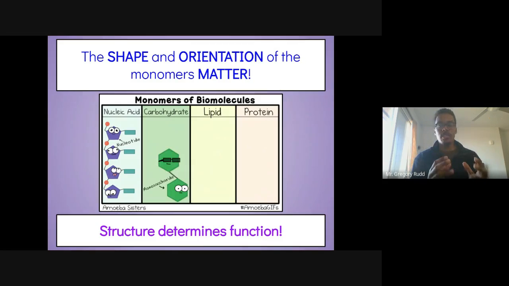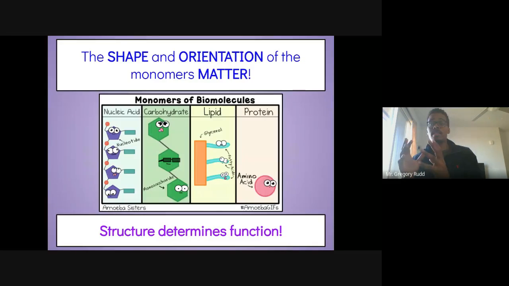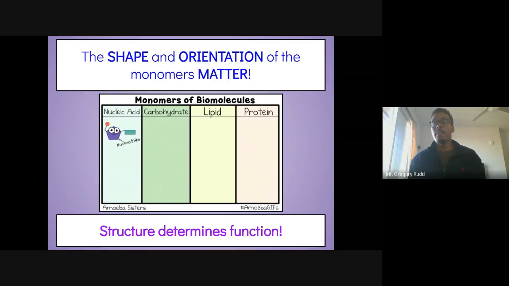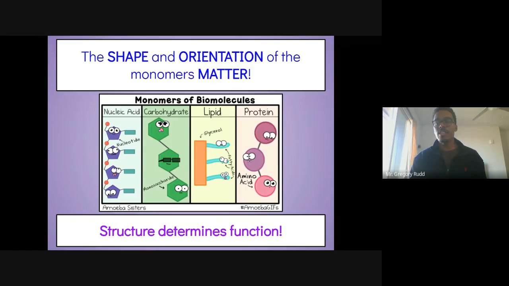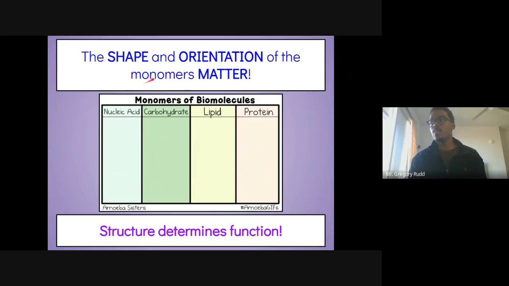The structure of something, meaning how it's shaped, determines its function, meaning what it does. That means that if I change the structure, even in a small way, oftentimes I will have extremely big impacts on the function. If I change the shape of something, then I change what that thing is able to do.